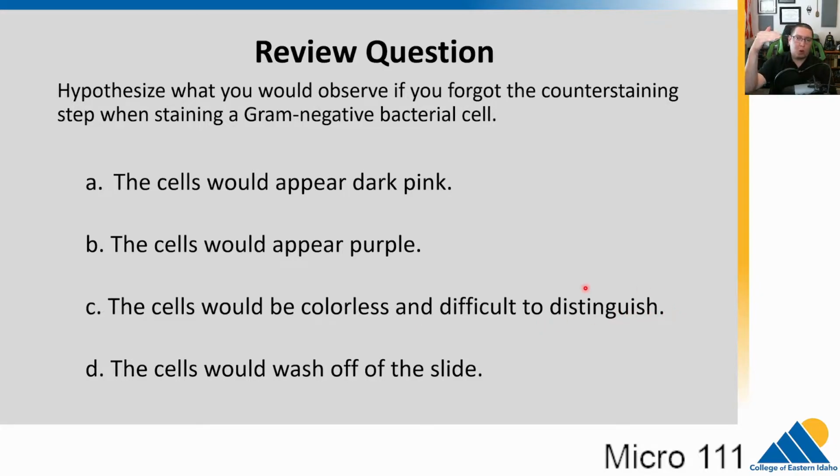So if we remember the order for the gram negatives, they're purple. We apply the alcohol decolorizing, and that washes out that purple stain for the negatives. They're clear at that point. And then we apply our counterstain, the safranin, which is supposed to turn them pink. But if we forget that, they would stay colorless. So C is our answer here. Hint, hint, this one might show up in many places on a test, maybe even in the lab test.